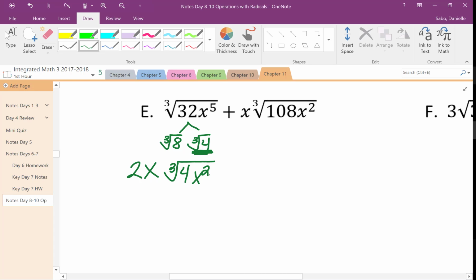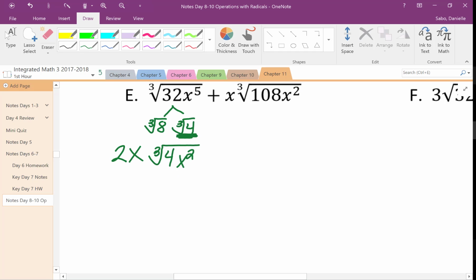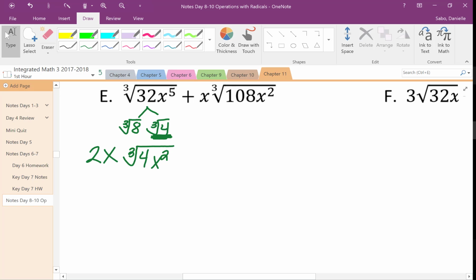Question on that? Okay, let's go ahead and do it again. So 108. Now this is something in my brain. I don't know the perfect cube that goes into 108. Maybe you do because you have a calculator. I don't. But we can break it down. What do you want to break it down into? 54? 54 times 2? Is it?